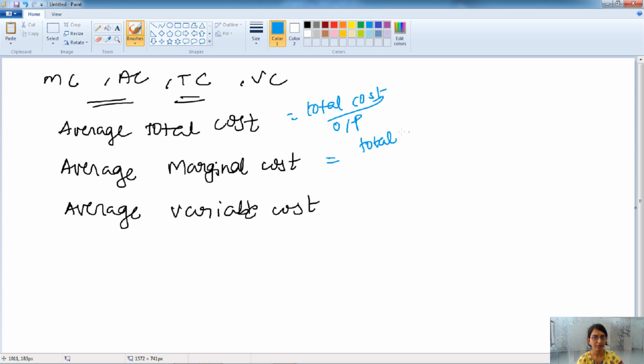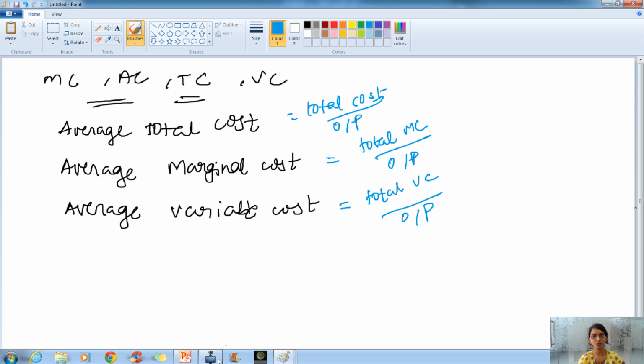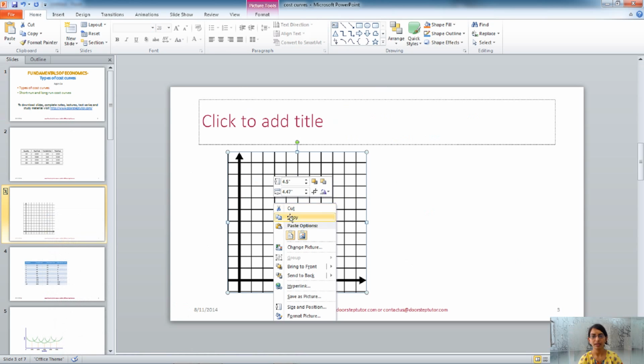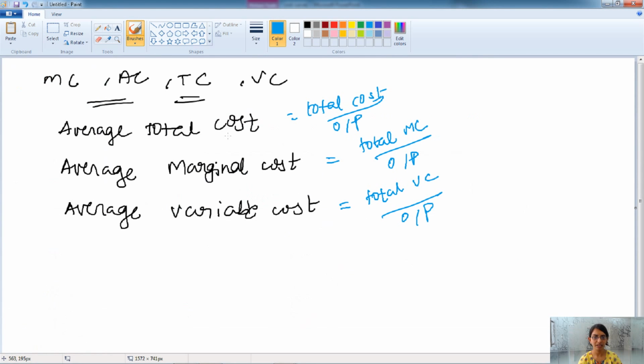How to find the marginal cost: total marginal cost divided by the output produced. And the variable cost: the total variable cost divided by the output produced. In this way we can find the average total cost, average marginal cost and the average variable cost. Let's understand this with the help of the graph itself.